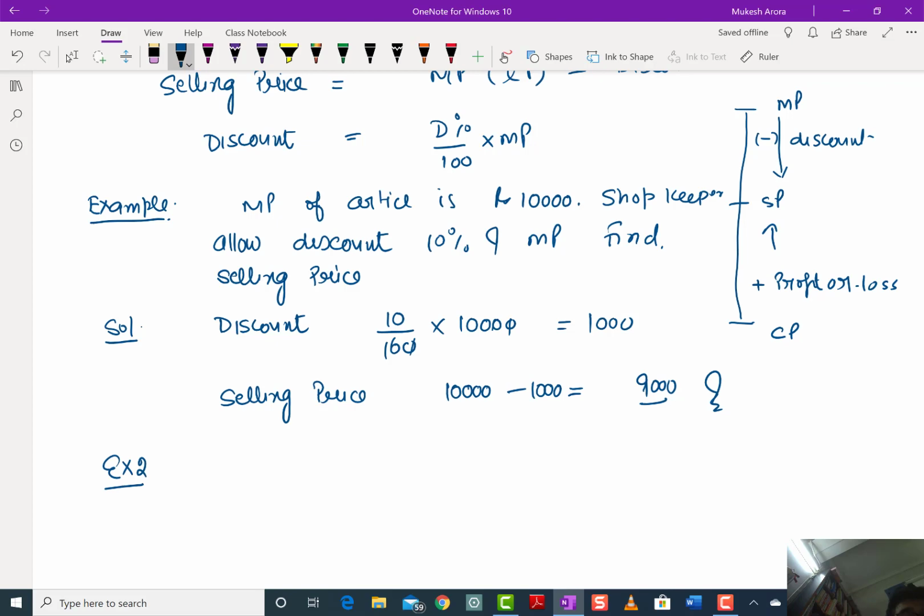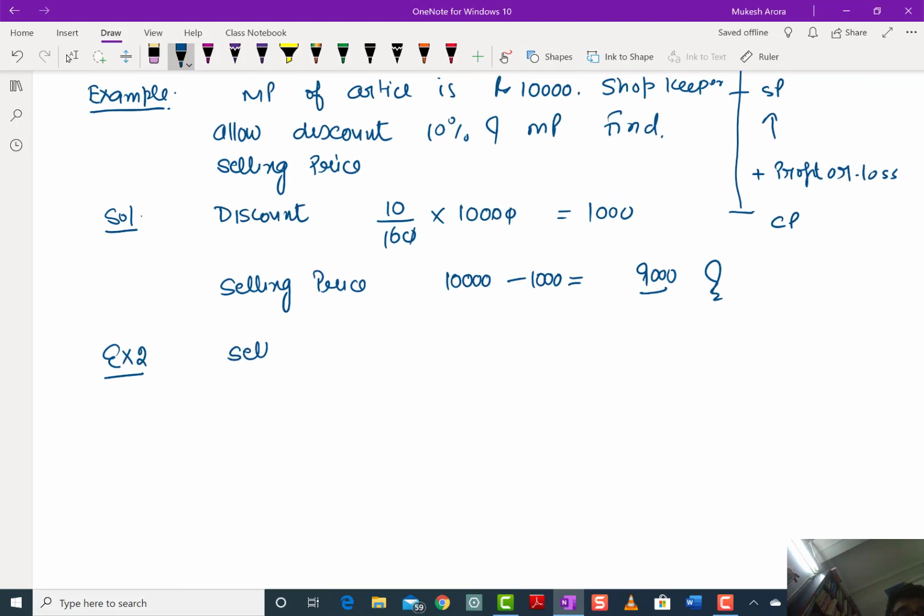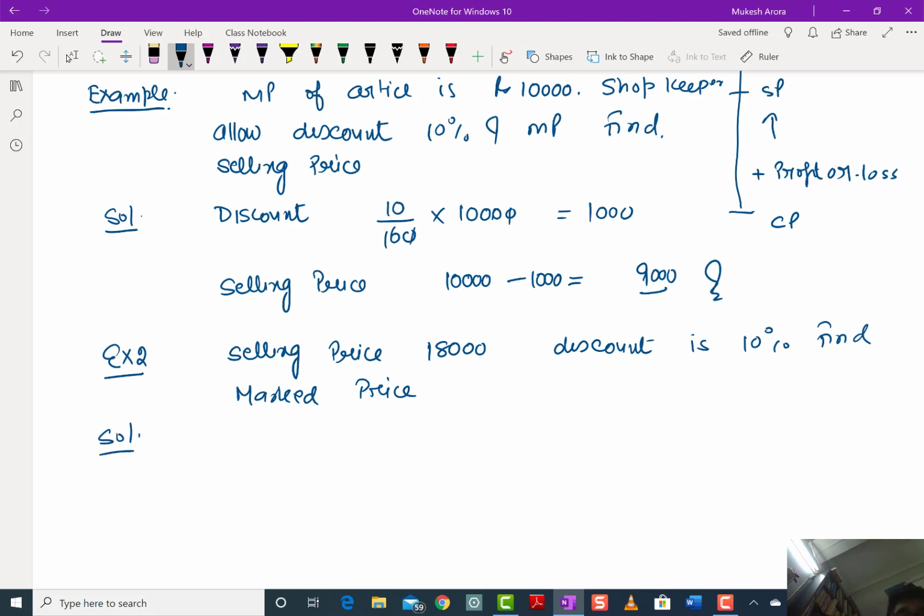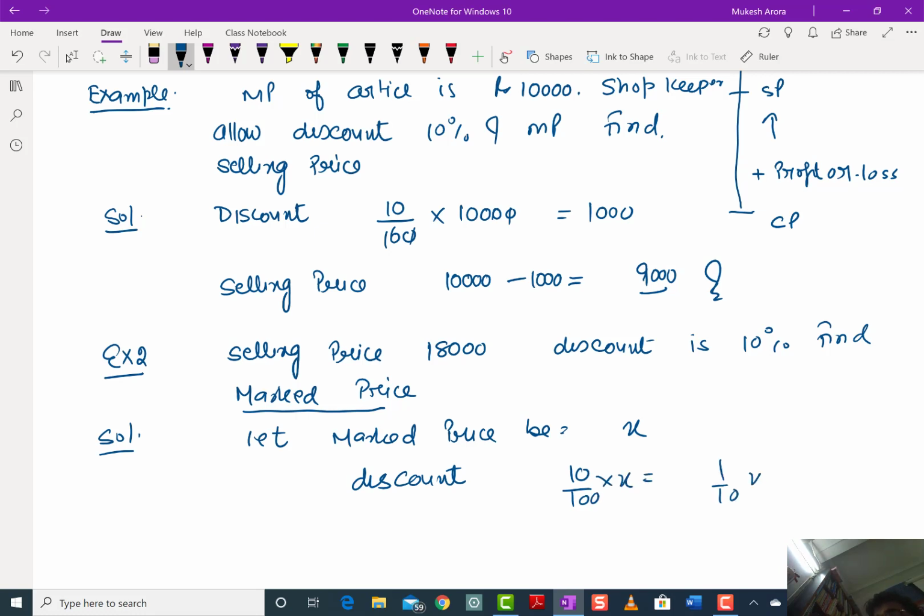Example 2. Selling price is 18,000, discount is 10%, find mark price. As we know, the discount is on mark price and mark price is not given, so we'll write: let the marked price be X. Discount is 10% of mark price, 1 by 10 x.